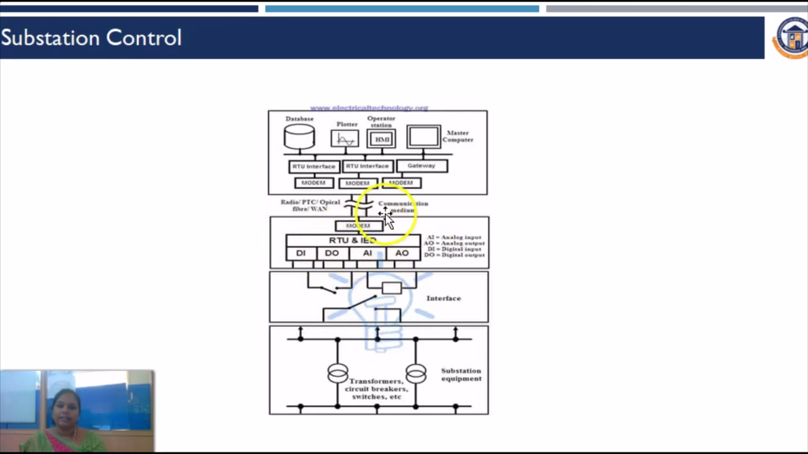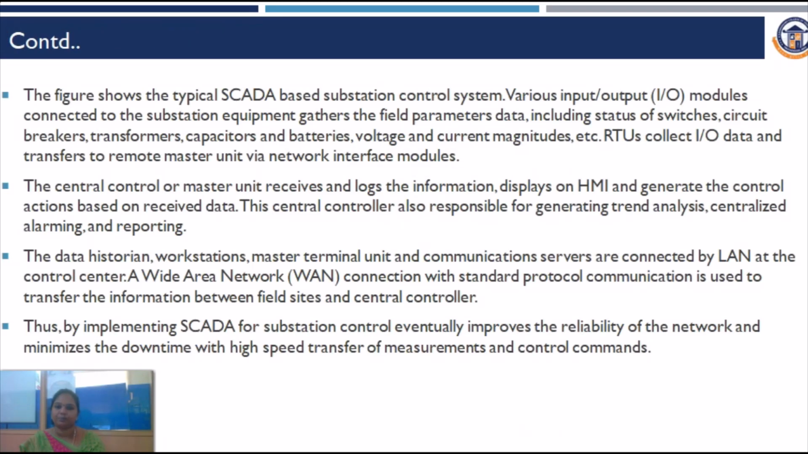So, the acquisition of the substation data is connected to the modem, and this communication modem uses radio, PLC, optical fiber, WAN or IoT devices, nowadays also it is possible. Through this modem it is connected to the various supervisory control modems, and these supervisory control modems are again connected to the RTU interfaces and gateways. So this is finally connected to the main supervisory operating station system, that is the main SCADA system, that is database, plotter, operating station, and monitoring computer. Everything can be possible using this substation control using SCADA.